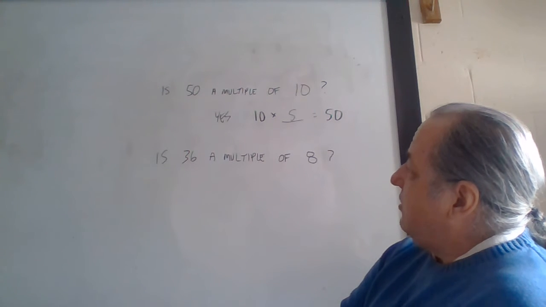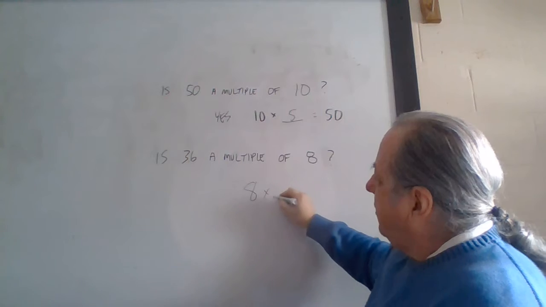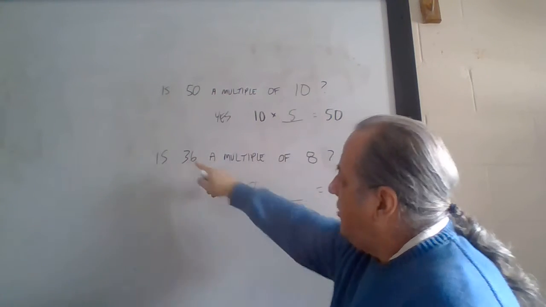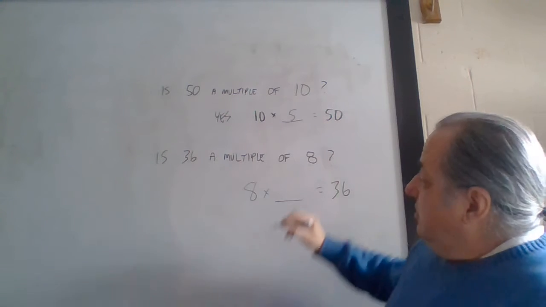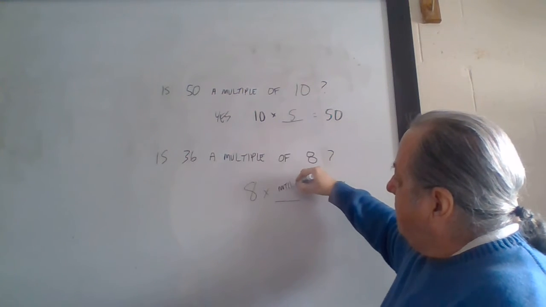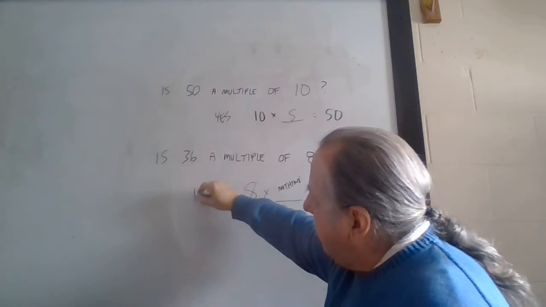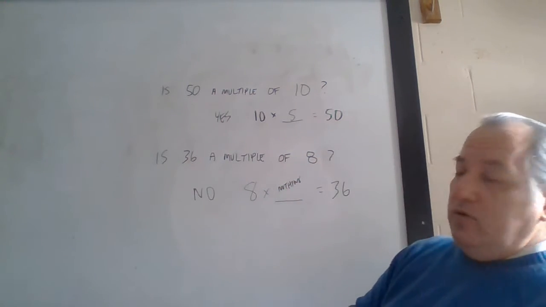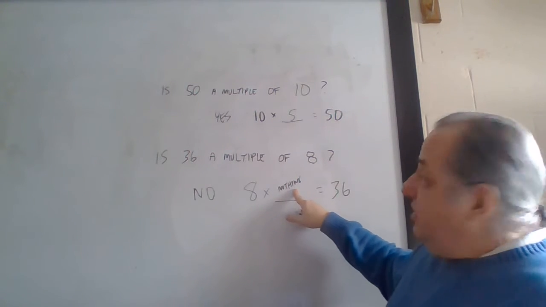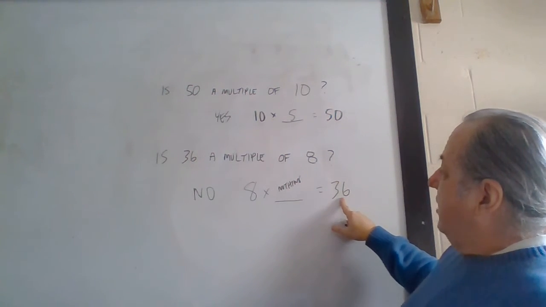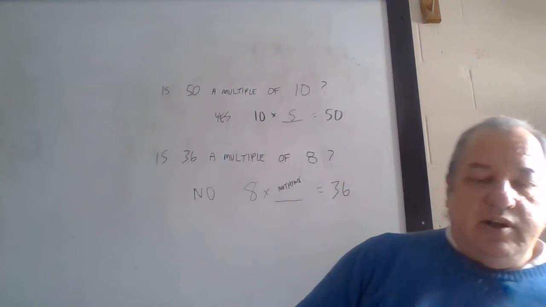So as you've thought about it, the question really is, can you think of 8 times a number that will equal 36? And guess what? There is no number, so there's nothing you can multiply 8 by to get 36. So the answer to the question is no, because there is nothing we can think of that the smaller number can multiply by to get the bigger number. So that's your first concept.